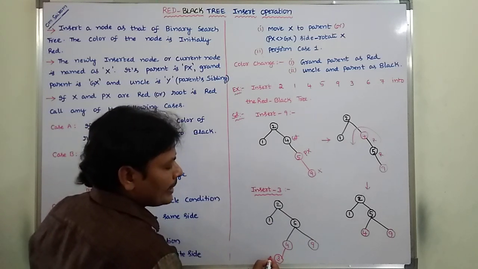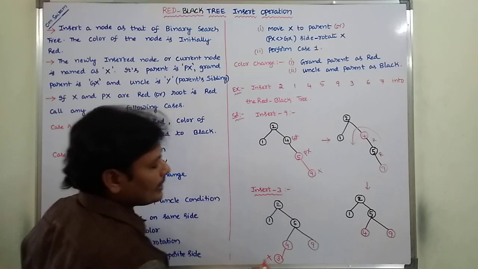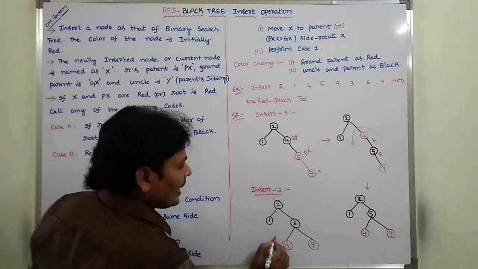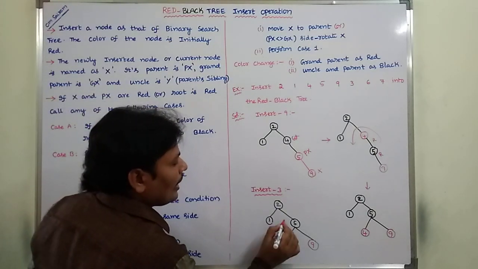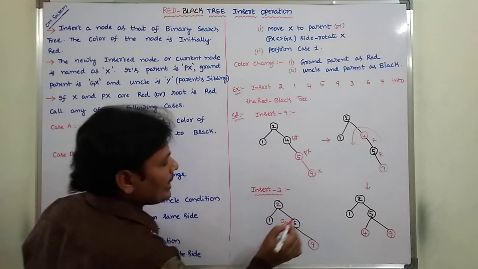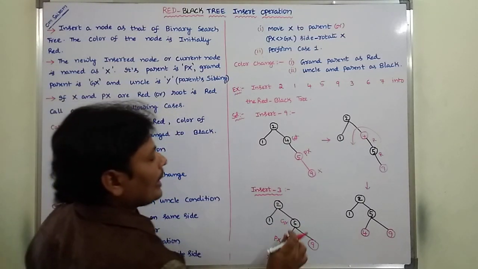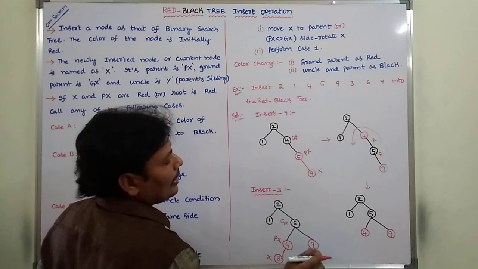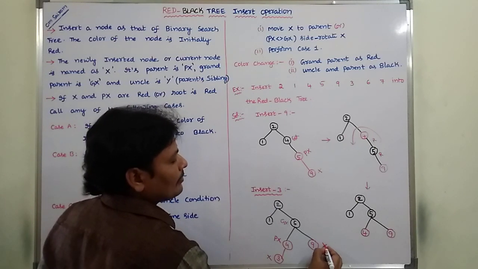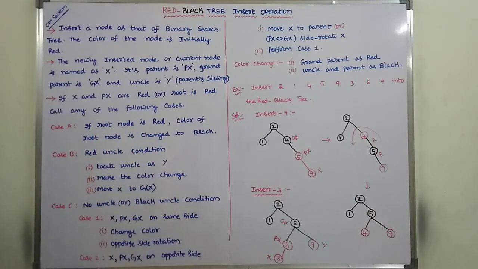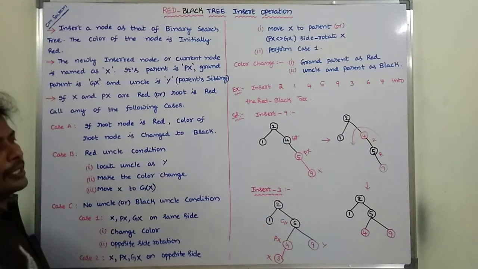So the newly inserted node is a red node and it is denoted by x, its parent is denoted by px, and its grandparent is gx. Okay. The grandparent's son, or parent's sibling, is y. Parent's sibling is y. Okay. Now, is this a red black tree or not?